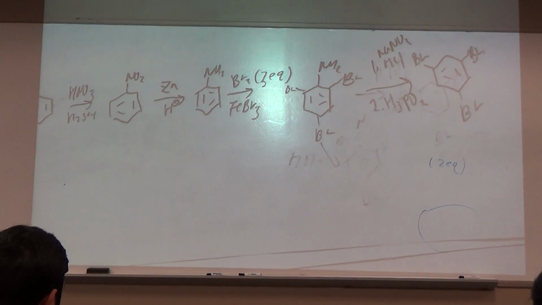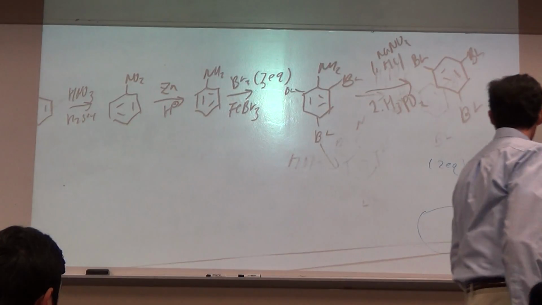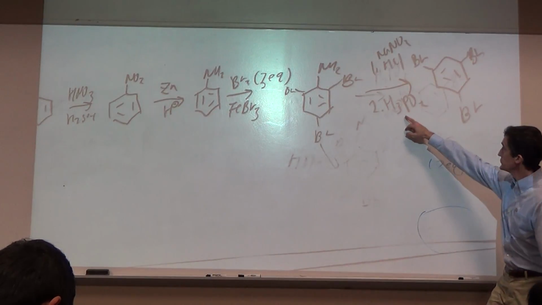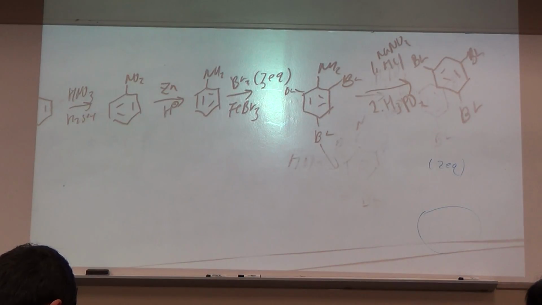You did diazonium. What is that? NaNO2 and HCl. Make diazonium, and then you reacted it with hypophosphorous acid, H3PO2. Yeah, you took the amine off. You just used the amine to direct the bromines. Otherwise, you wouldn't be able to do that.